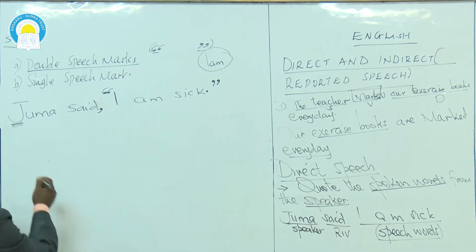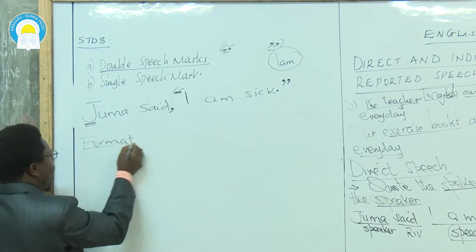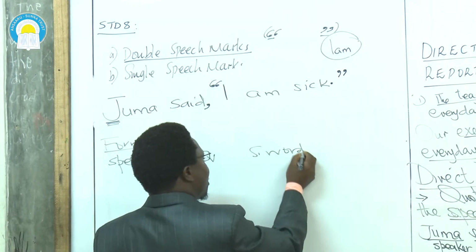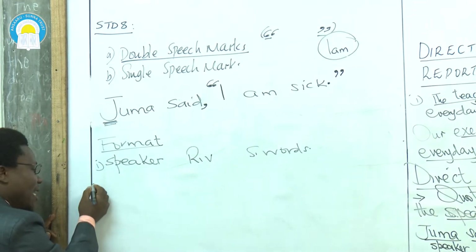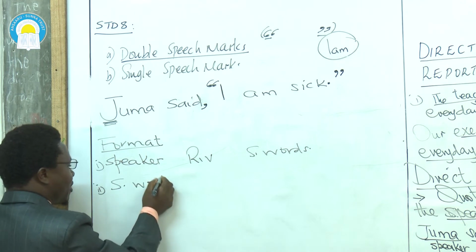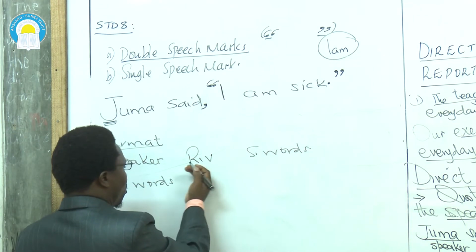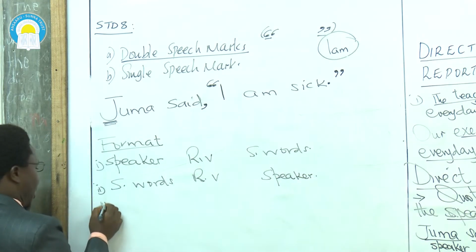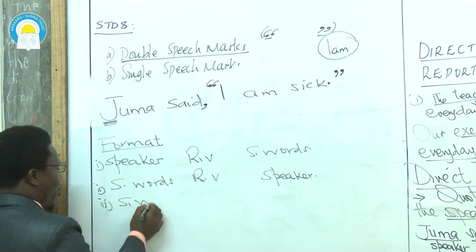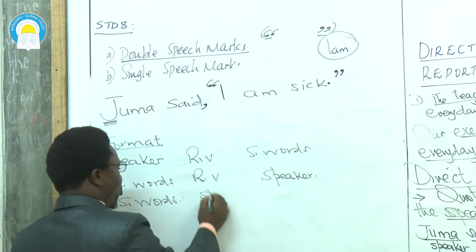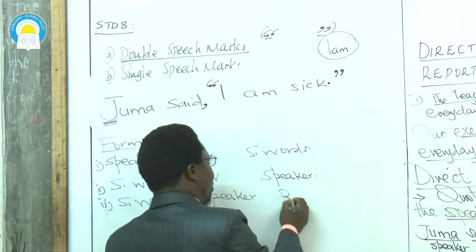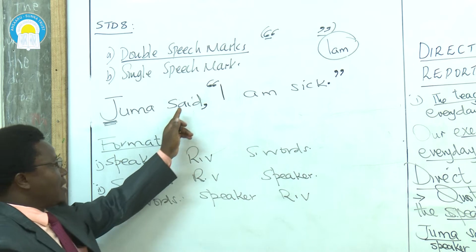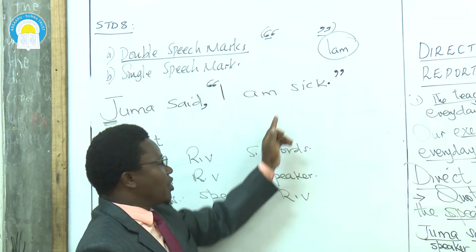This is one way of writing a sentence in direct speech. There are three formats. The first format, you can start with the speaker, followed by the reporting verb, and ending with the speech words. Alternatively, you can start with the speech words, followed by the reporting verb, followed by the speaker. Or you can start with the speech words, followed by the speaker, and ending with the reporting verb. The first one is already done: Juma, the speaker, said, the reporting verb, "I am sick," the speech words.